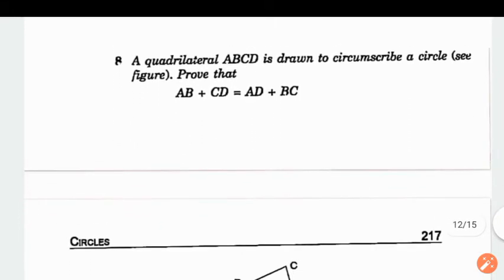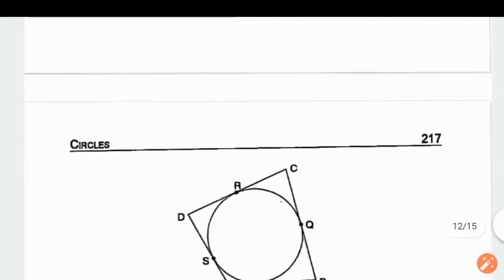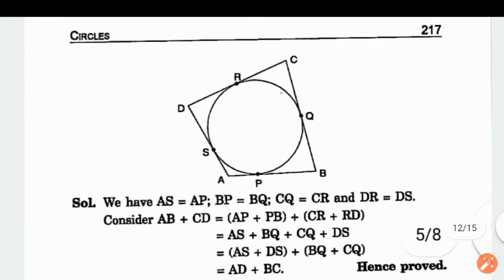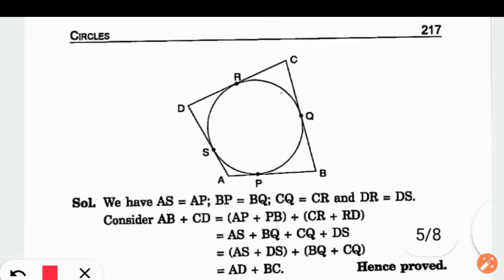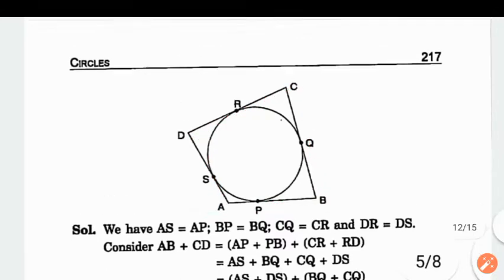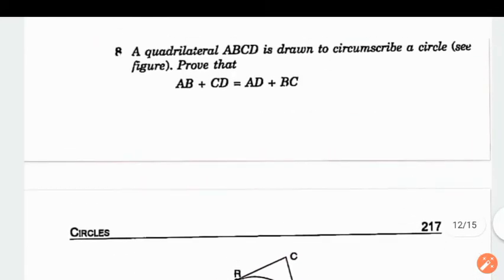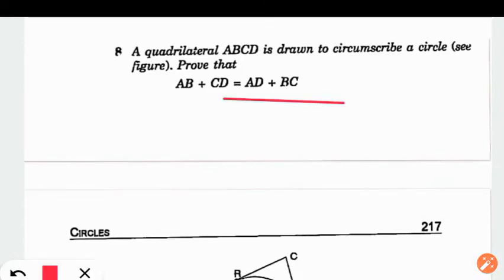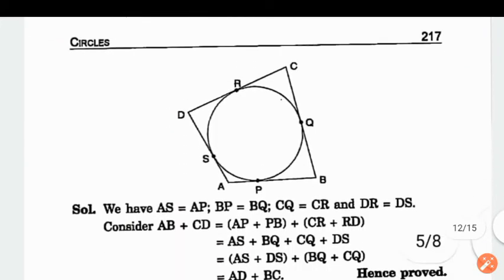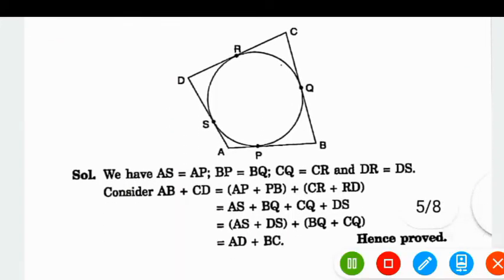A quadrilateral ABCD is drawn to circumscribe a circle. See the figure, here we have it. And what are we required to prove? We are required to prove that AB plus CD must be equal to AD plus BC. This is what we are required to prove: AB plus CD equals AD plus BC. So how are we going to prove it? You can see the solution.